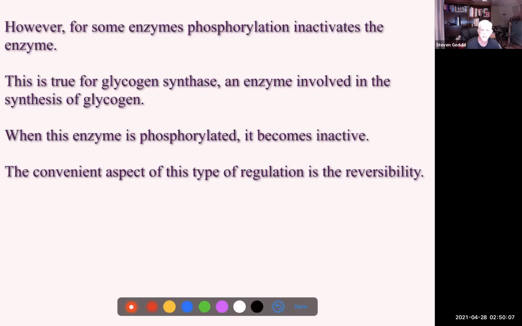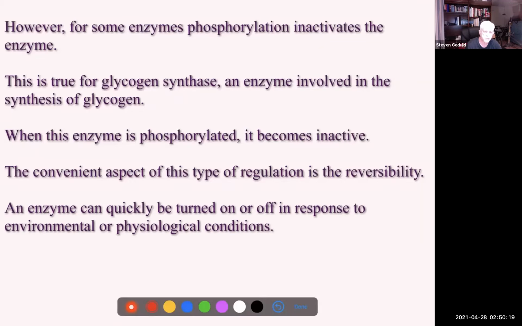The convenient aspect of this type of regulation is it's reversible. Okay, phosphorylation is reversible. You can phosphorylate or you can dephosphorylate depending on the enzyme. And it's a second on-off switch, again, just like you did before. Turn the enzyme on or turn the enzyme off. An enzyme can quickly be turned on or off in response to environmental or physiological conditions by the level of phosphate in the environment.